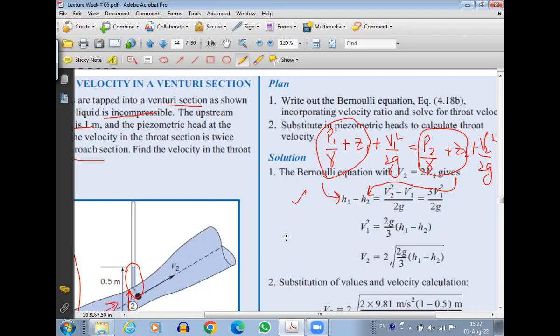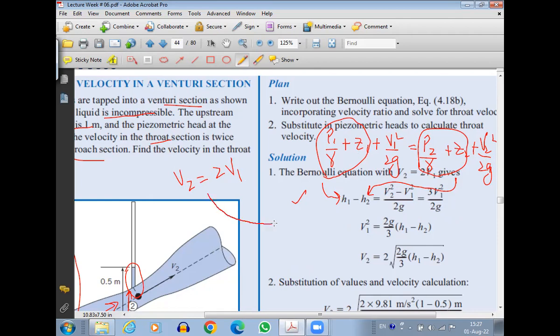Till this step, it is clear? Okay, now it was mentioned in the question that the velocity at the throat is twice. So what I'm saying is that V2 is twice of V1. It was mentioned in the question, this condition.